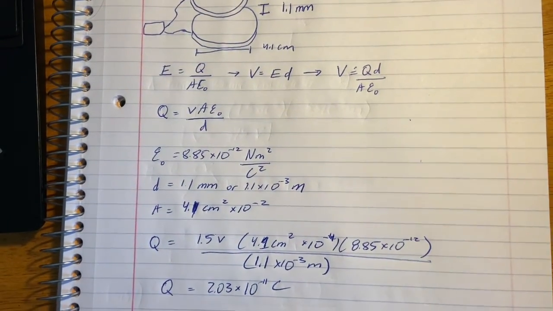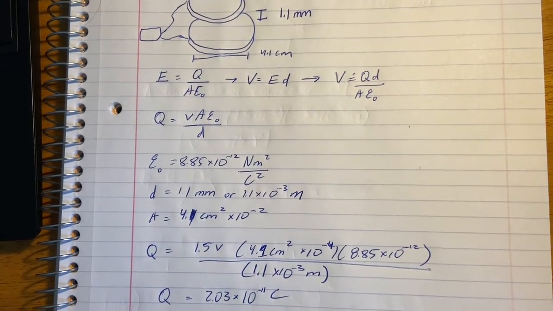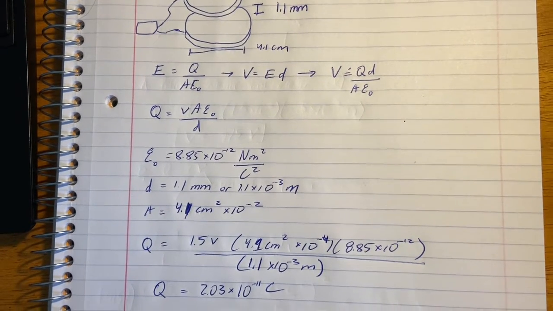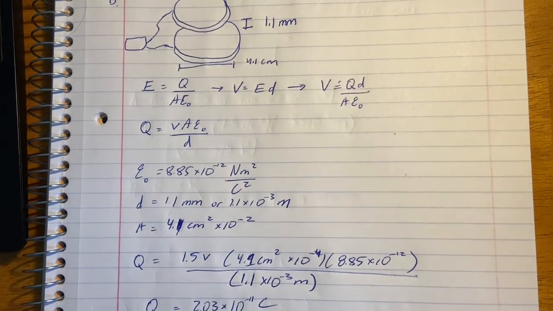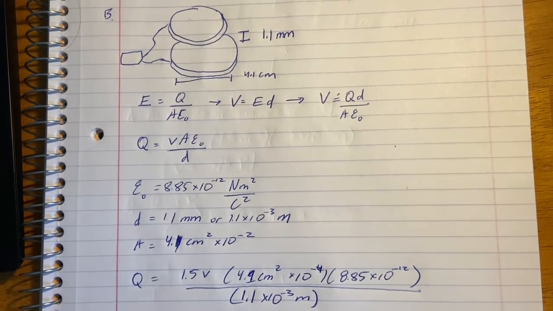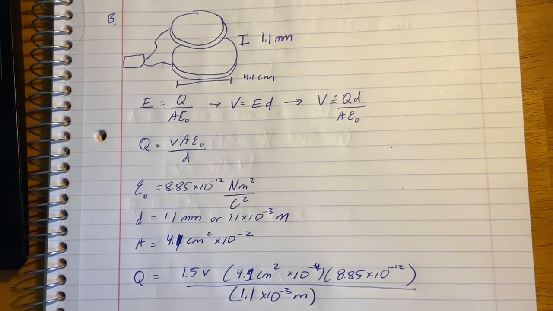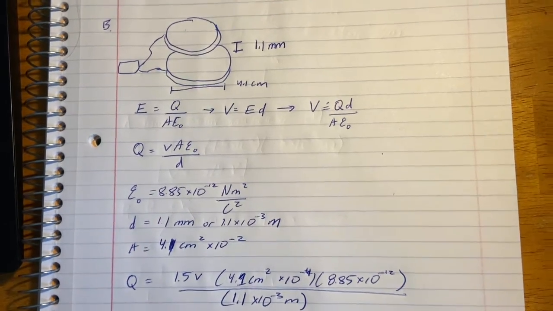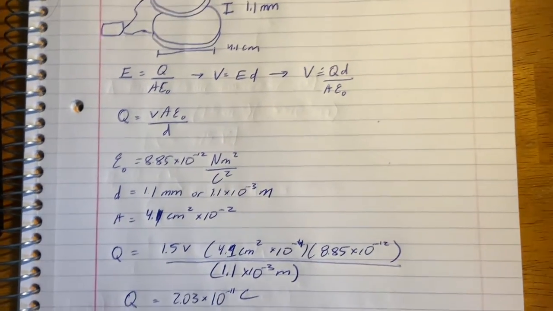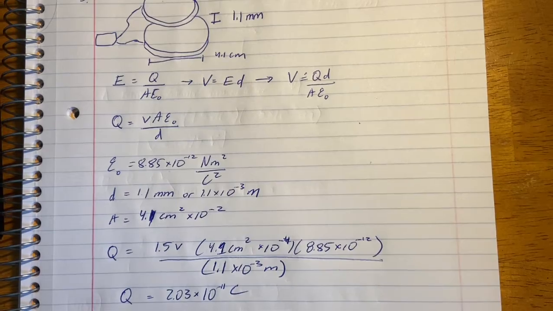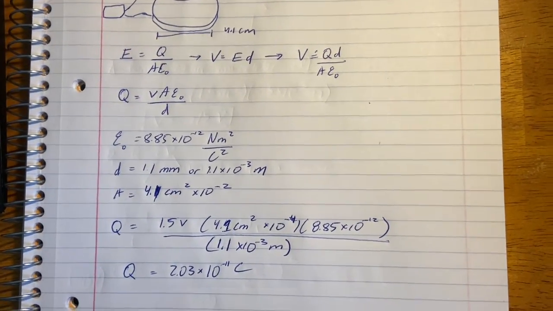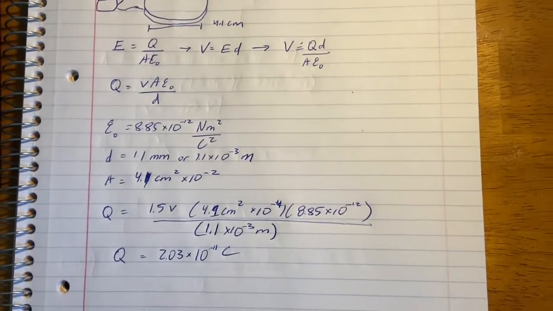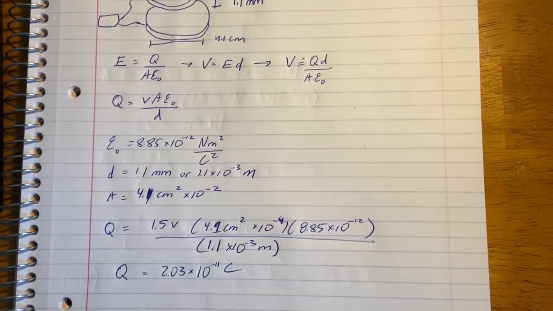So we have the potential from the battery, which is 1.5 volts, times that area, which is 4.1 centimeters squared, multiplied by 10 to the negative fourth, times that epsilon naught value, over the distance between the two plates. And we get the charge given by the battery to be 2.03 times 10 to the negative 11 coulombs.